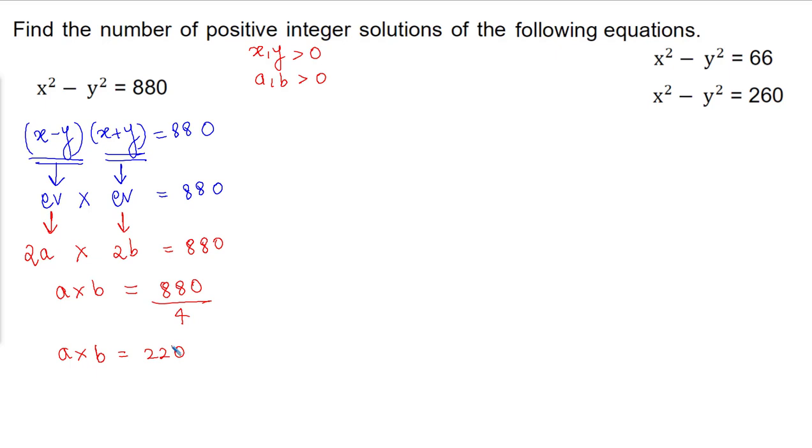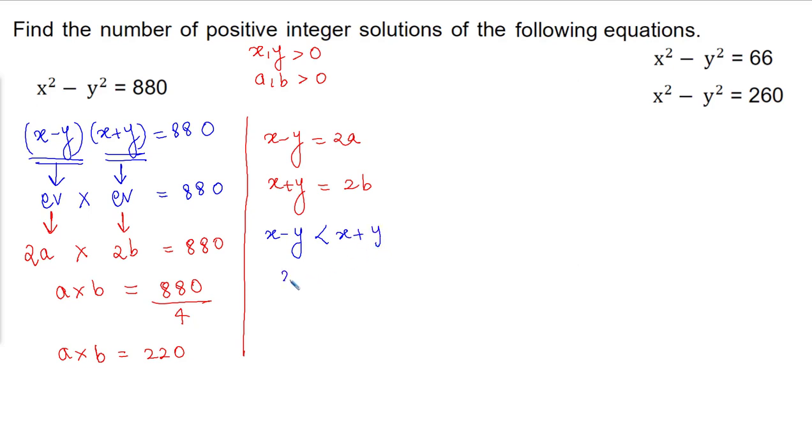Now after this, look here, can I say over here we considered that x minus y is equal to 2a, and x plus y is equal to 2b. We know that x and y are positive numbers, so subtraction of positive numbers is always less than addition of positive numbers. Okay everyone, so from this we can say that 2a has to be less than 2b, means a has to be less than b. Okay, a has to be less than b.